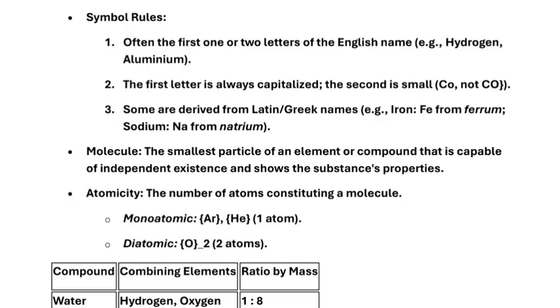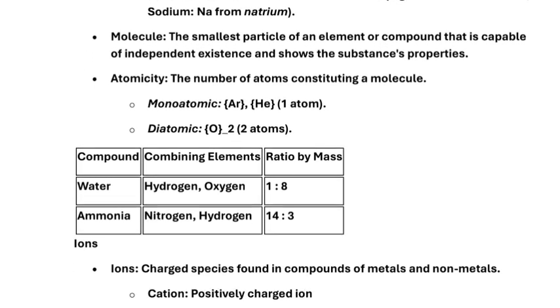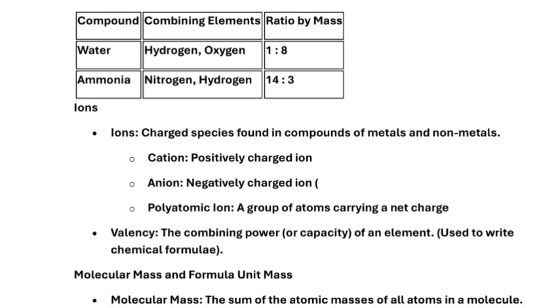Molecule: the smallest particle of an element or compound that is capable of independent existence and shows the substance's properties. Atomicity: the number of atoms constituting a molecule. Monoatomic: Ar, He, one atom. Diatomic: O2, two atoms. Compounds combine elements in a ratio by mass: water, hydrogen to oxygen 1:8; ammonia, nitrogen to hydrogen 14:3.